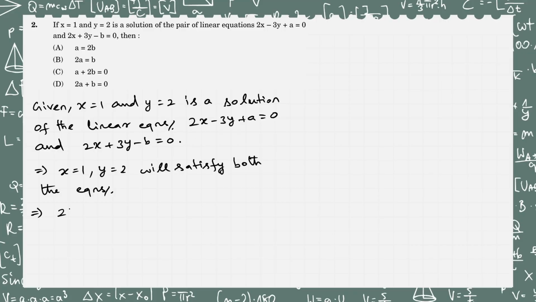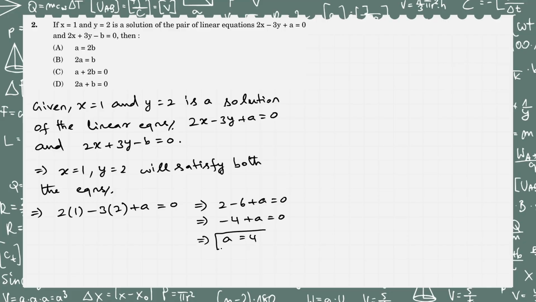That implies 2 times 1, if we put that in the first equation, 2x minus 3y plus a equal to 0, we get 2 into replacing x with a 1 minus 3 into replacing y with a 2 plus a should become 0. That implies 2 minus 6 plus a equal to 0. That gives us minus 4 plus a equal to 0. So a is 4.